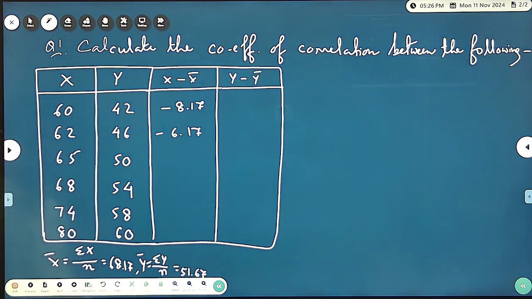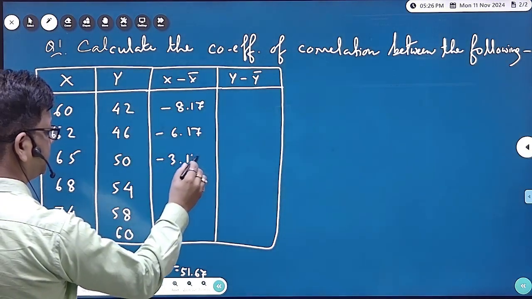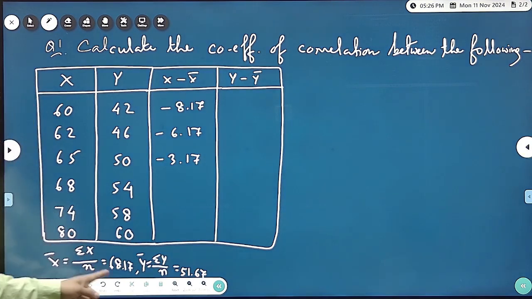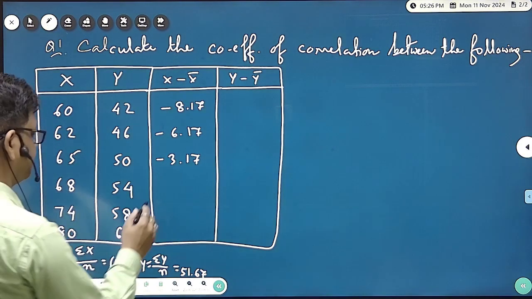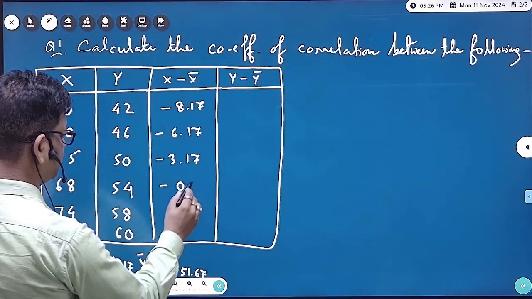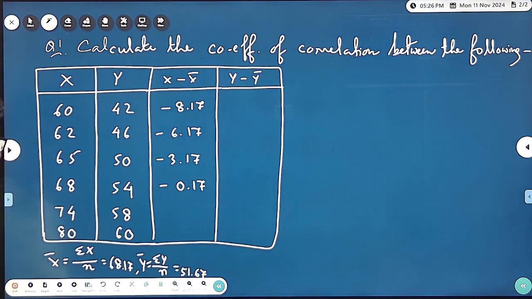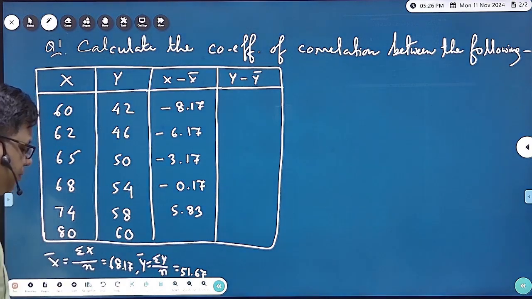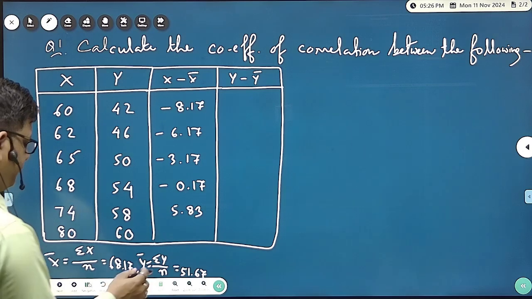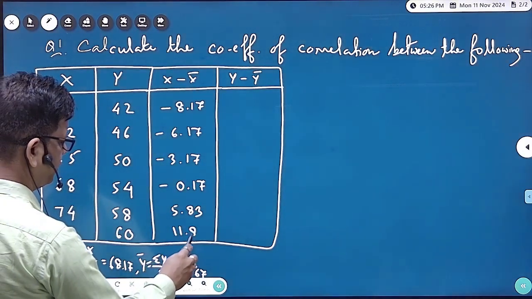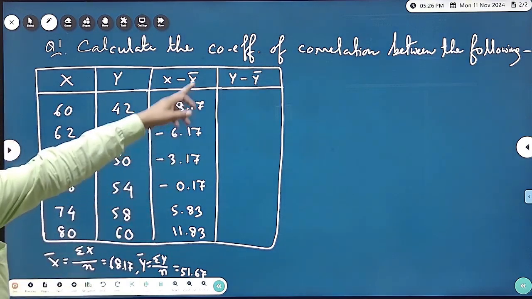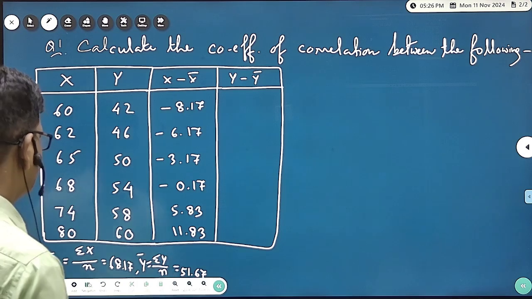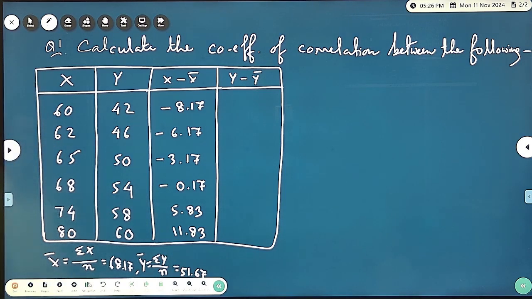65 minus this will be minus 3.17. 68 and this is 68.17, so it will be minus 0.17. 74 minus 68.17, check this, how much will it be? 5.83. And 80 minus this will be 11.83. Okay, similarly you get yourself y minus y bar.